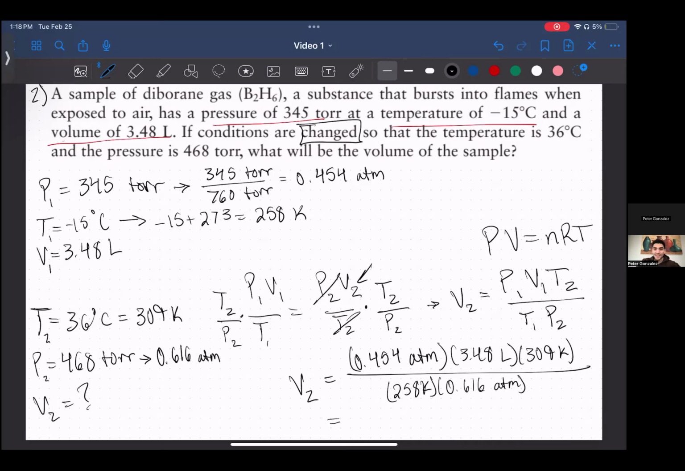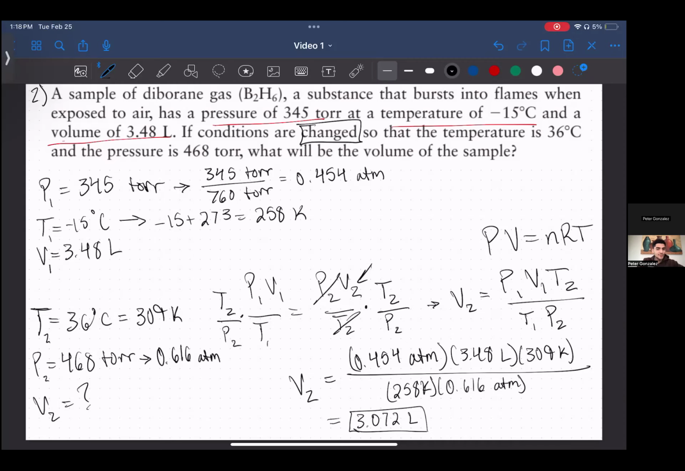All right, awesome. We did that. Now you just go ahead and do all the annoying math. Once you get that, you should find that this volume ends up being about 3.072 liters. And now we can look and see what we got. What we find here is that the volume went down a little bit, even though we raised the temperature. Your temperature went from negative 15 Celsius, pretty cold, to 36, pretty warm.